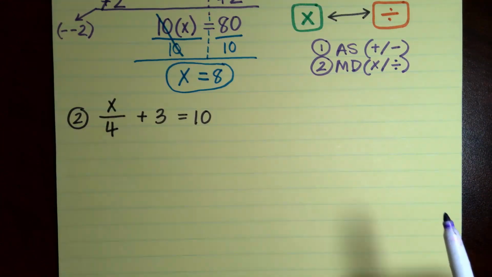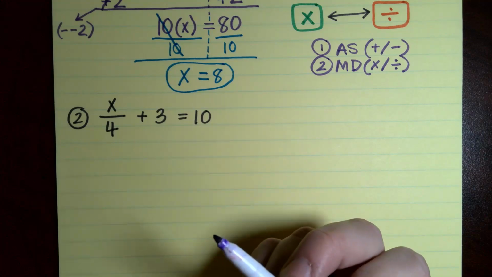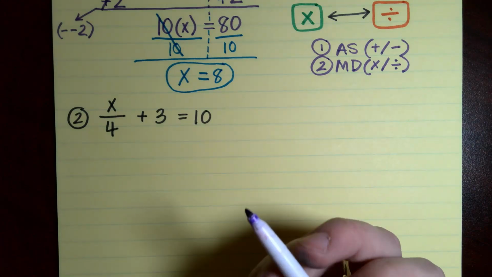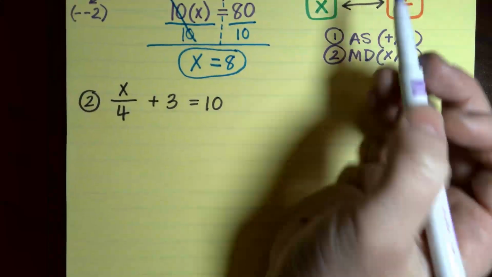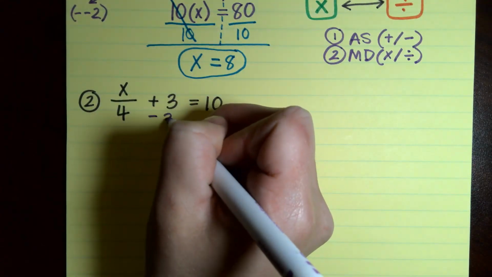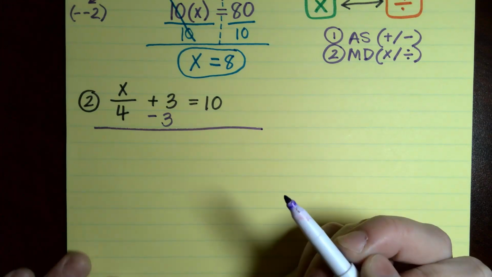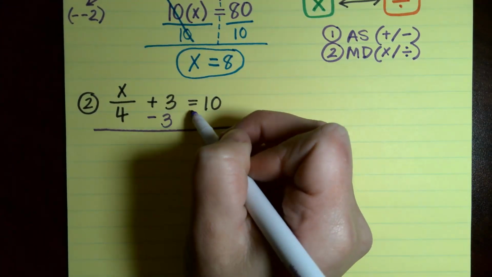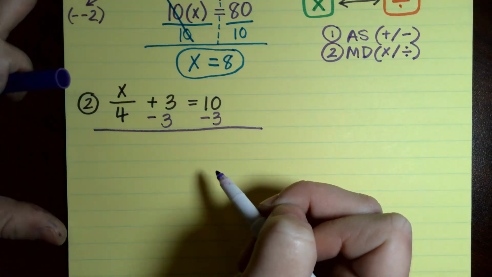The plus 3, exactly. So if I want to get rid of plus 3, what should I do to it? Subtract 3. We always do the opposite. We're using inverse operations. So I'll do minus 3. Where else do I need to write minus 3? Under the 10 on the other side of the equal sign. Perfect. What happens to my 3's?